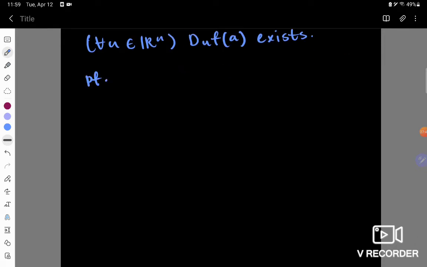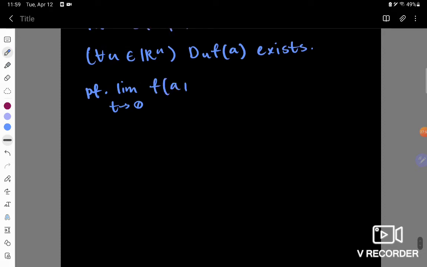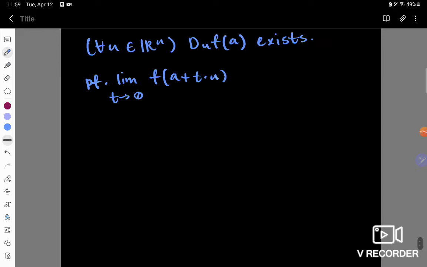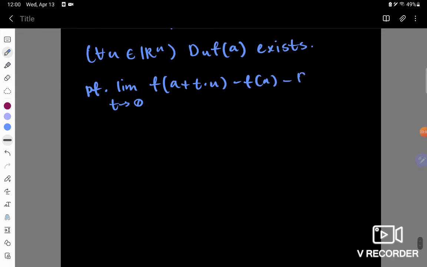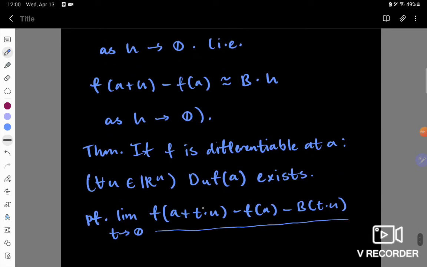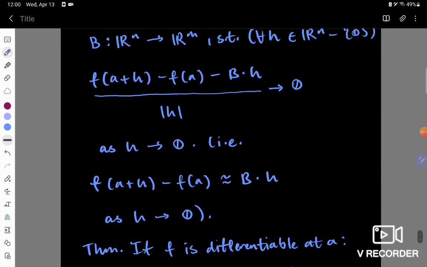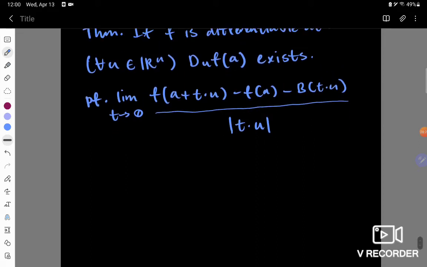How do we want to go about this? We take the limit as t goes to 0 of f of a plus t times u, where u is the direction, minus f of a, minus B of t u. So B t times u as vectors. And now, in replacement for our h here, we're just taking h, since h can go very small, as the product of t times u. So this is perfectly valid as far as our formulation of differentiability goes.